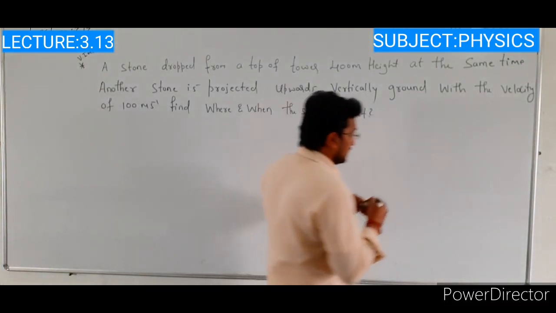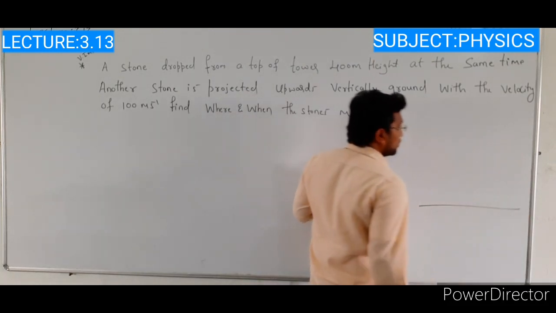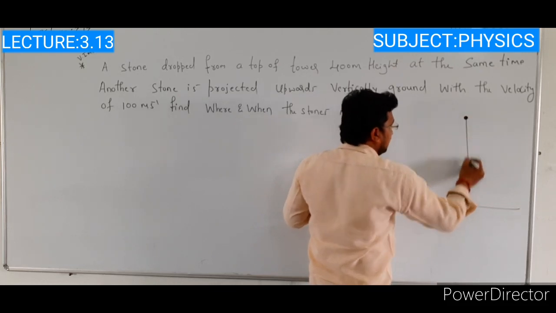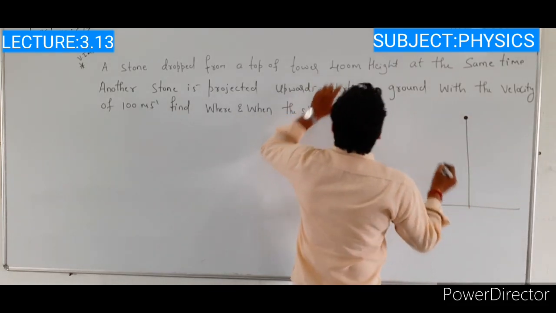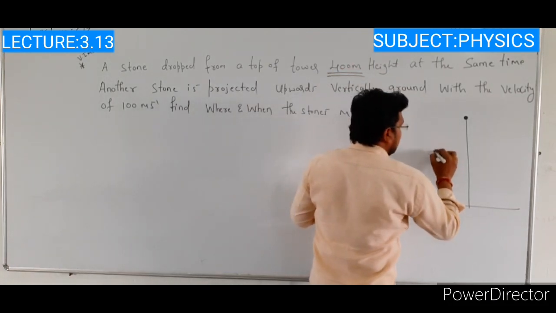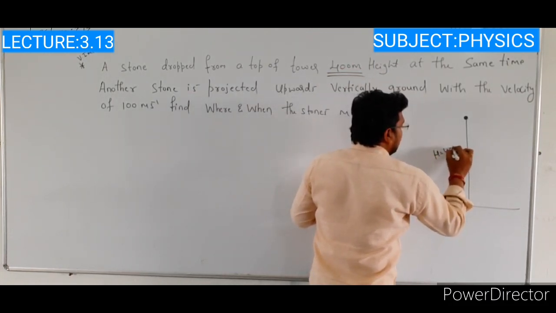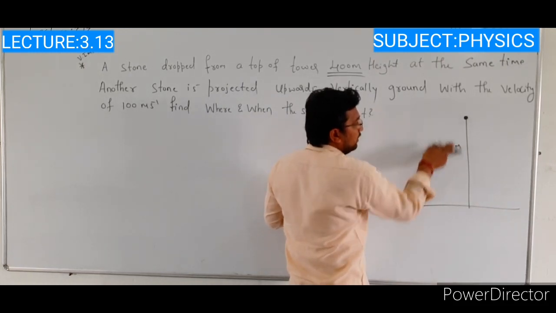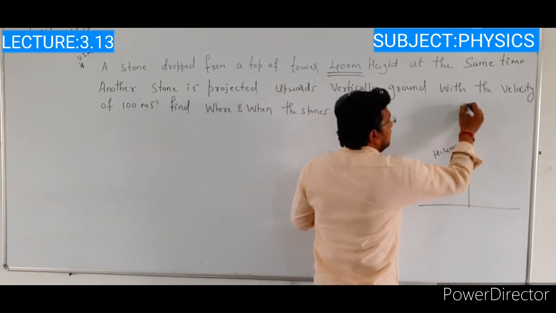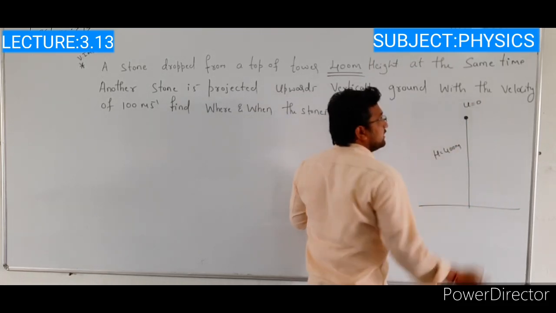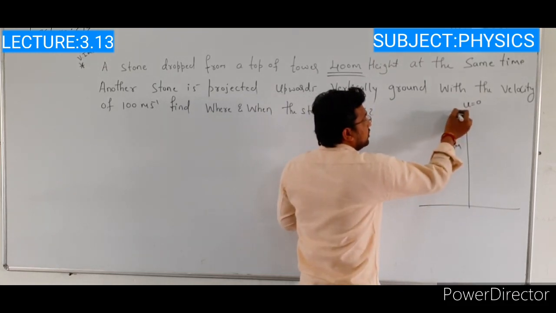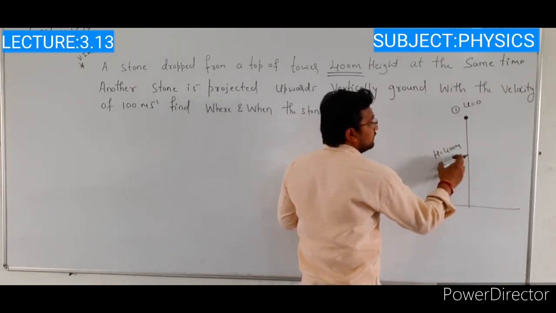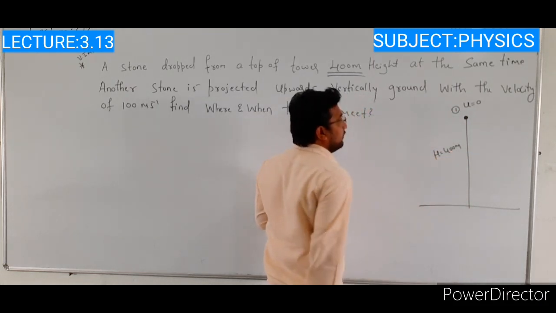See here, in this problem they have given two stones. One stone is dropped from a certain height. The height is given, that is 400 meters. In this case, the stone is dropped from a height of 400 meters, so the initial velocity of the first stone is 0. Let us assume this is the first stone. This stone is dropped from a height of 400 meters.